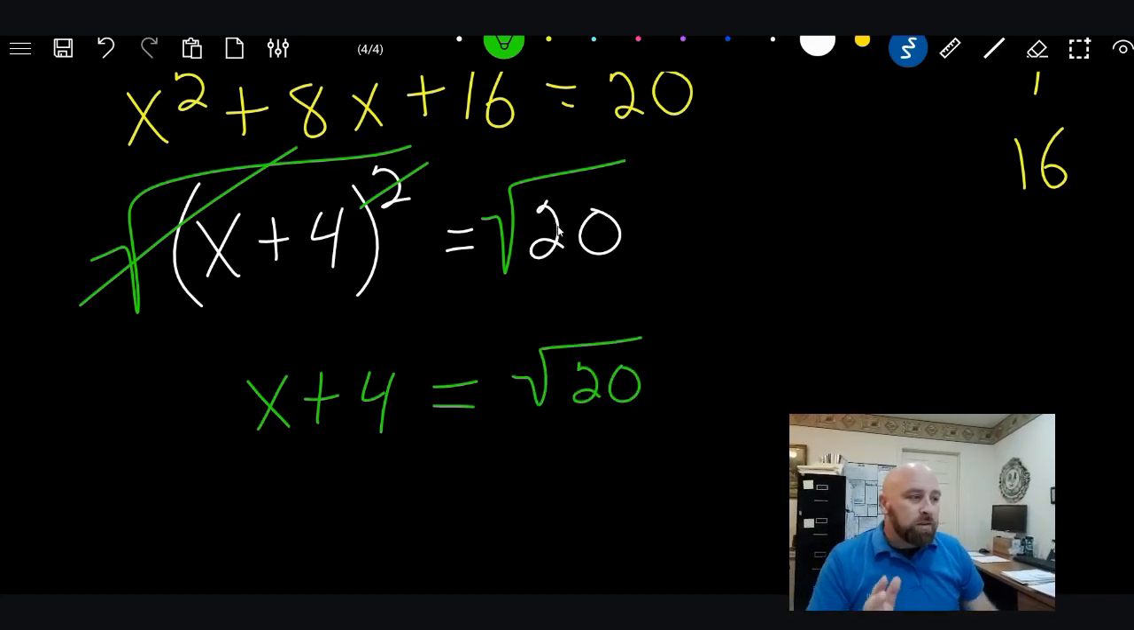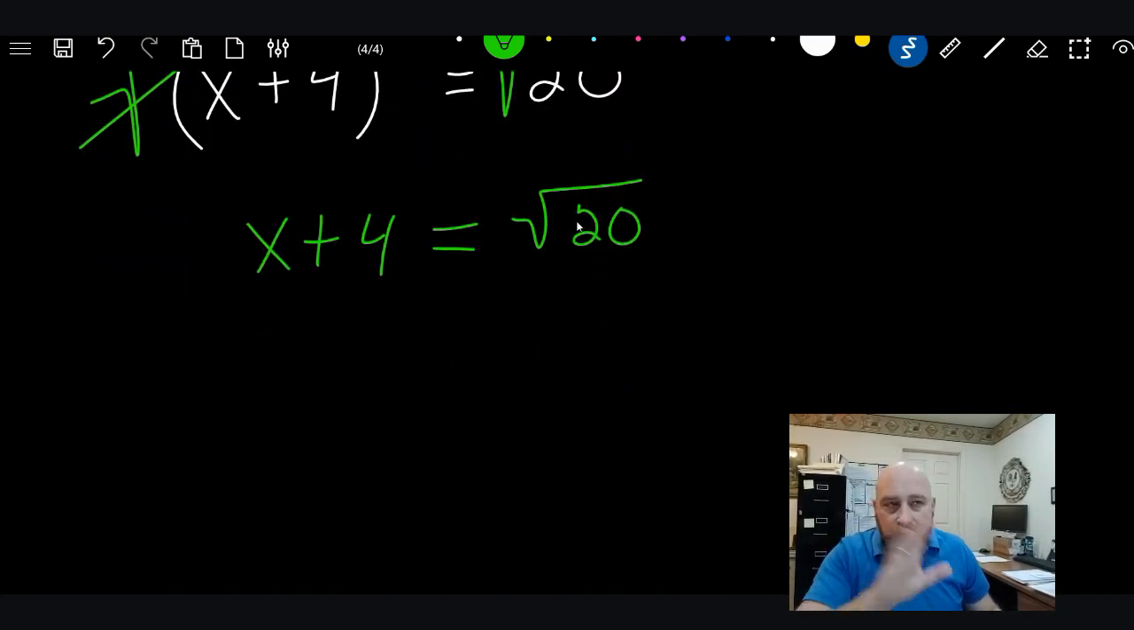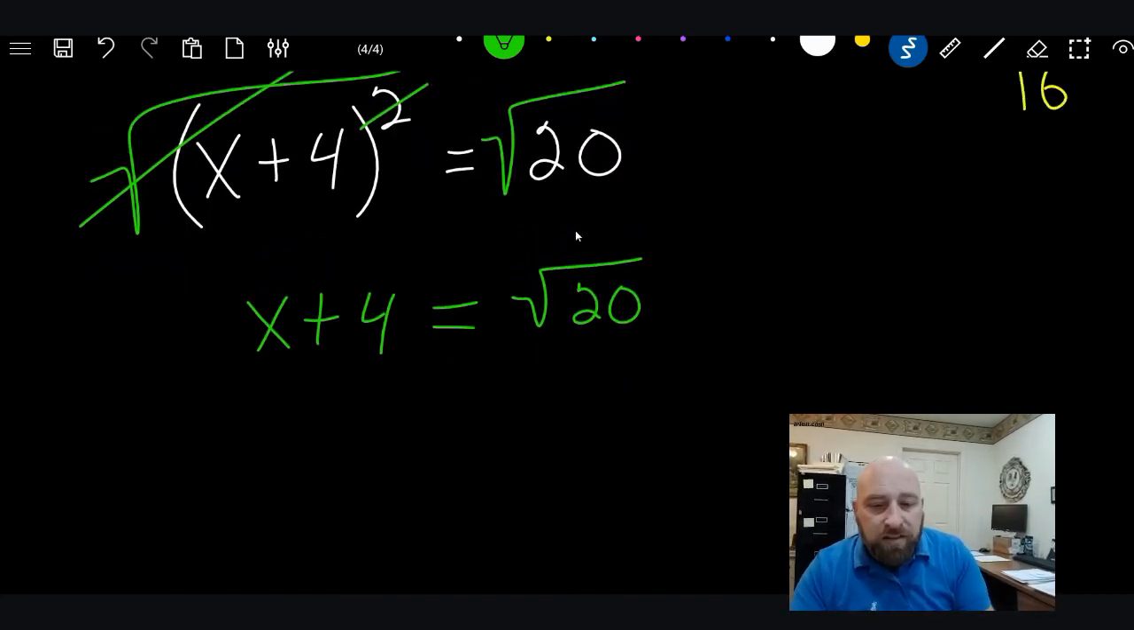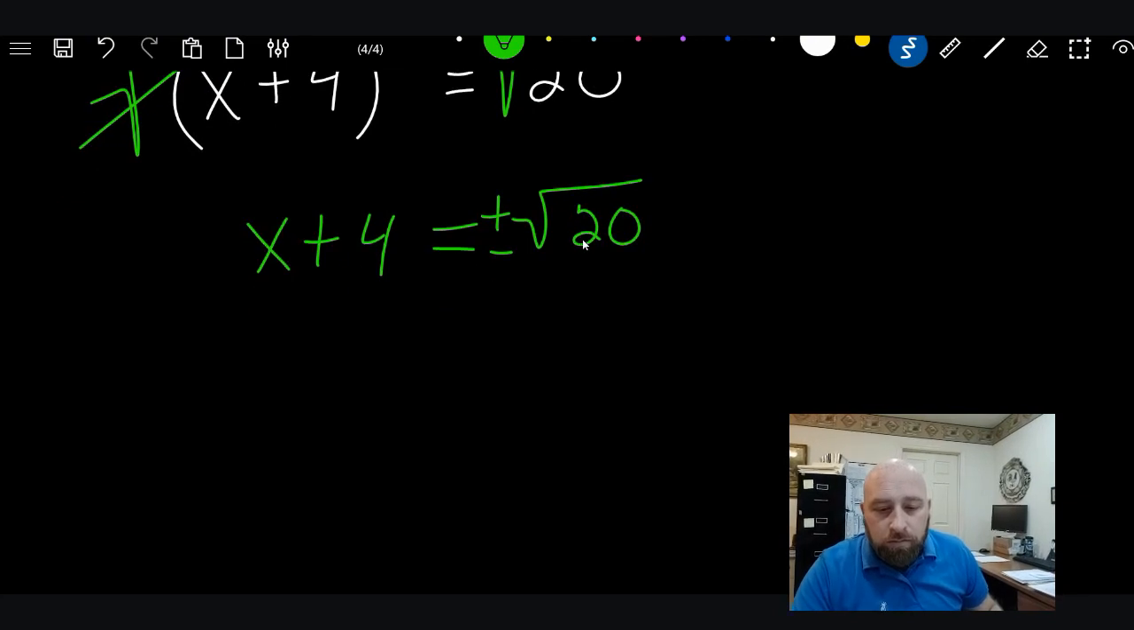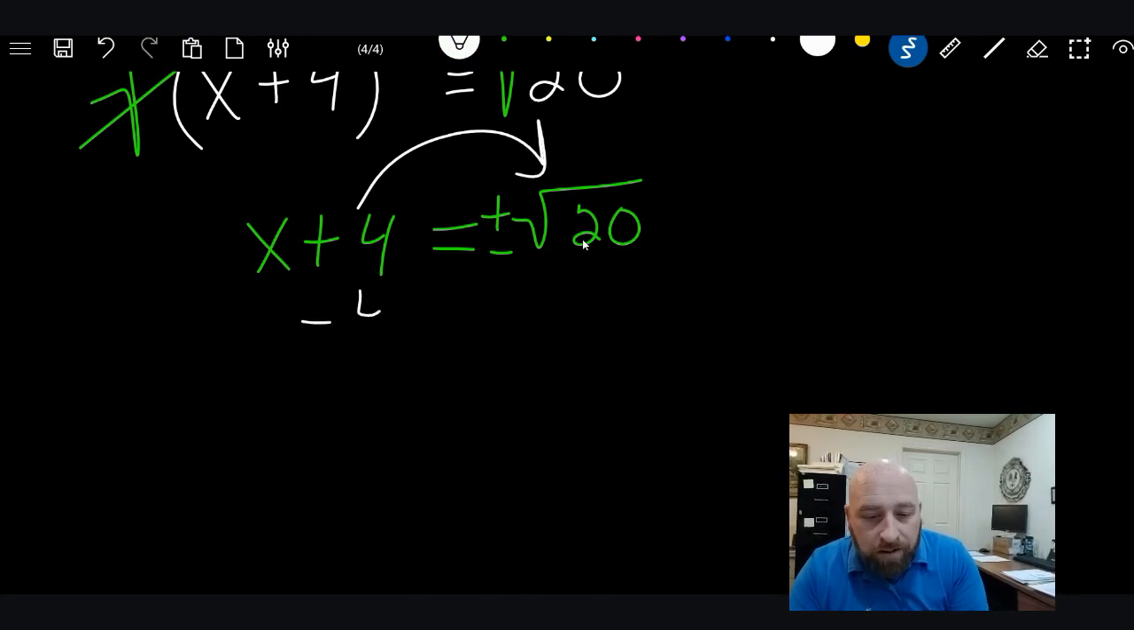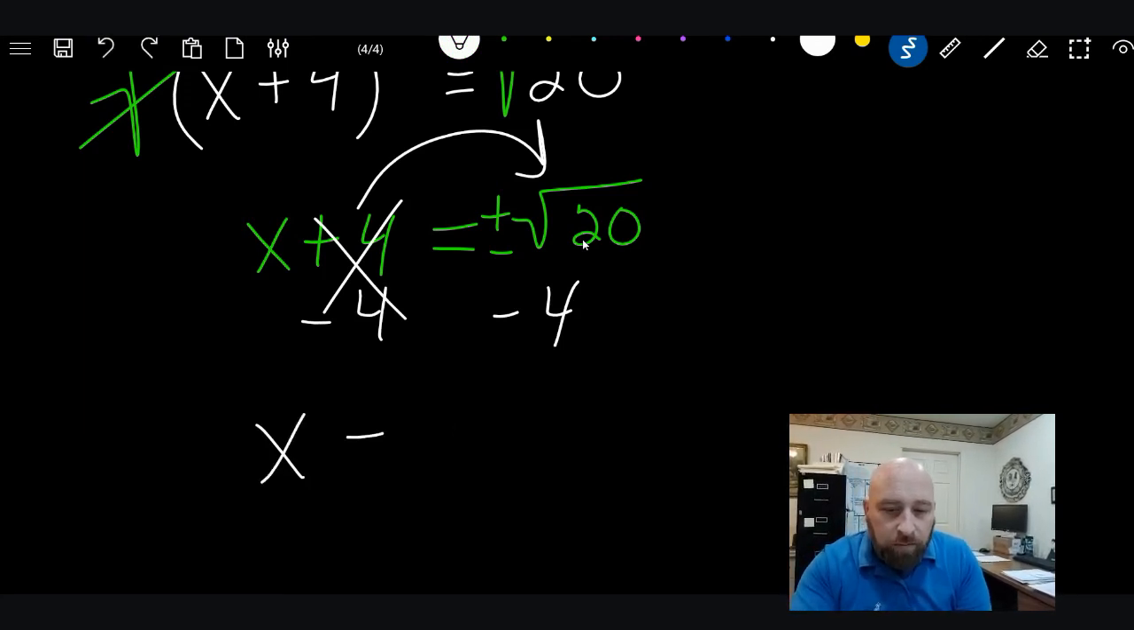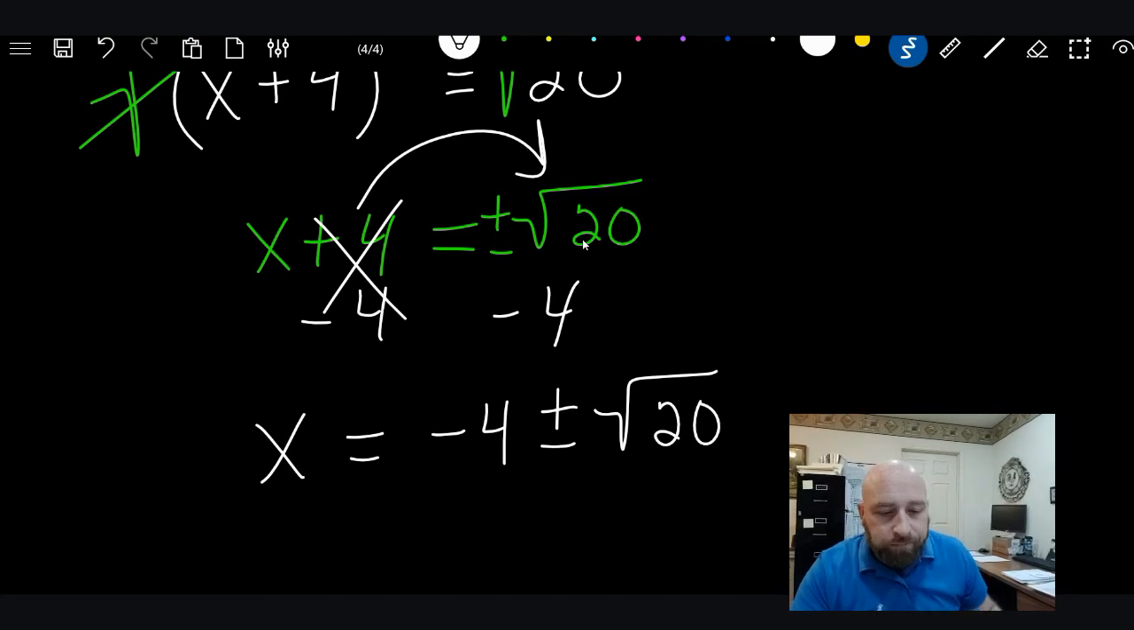Now let's not mess with the square root of 20 quite yet. We're going to do it in just a second. But I want you just to see that. And it's not just the square root of 20, it's plus minus the square root of 20. That's important. Okay. We can now move the 4 to the other side. And so we're going to get minus 4 minus 4. So now we're going to get x equals minus 4 plus minus the square root of 20.